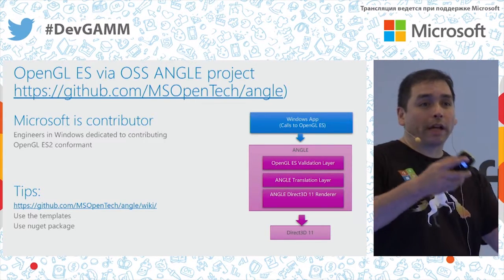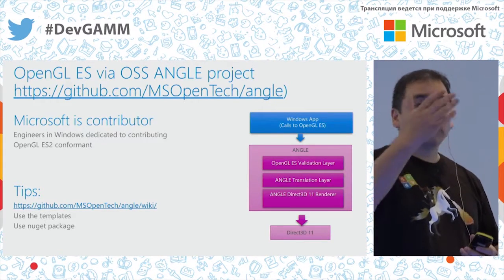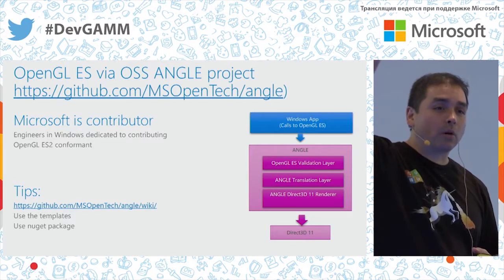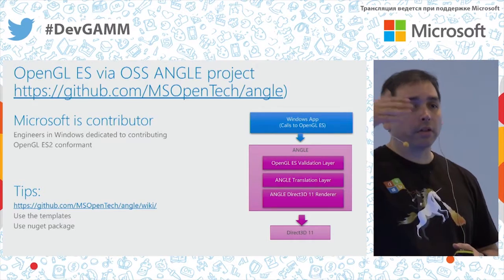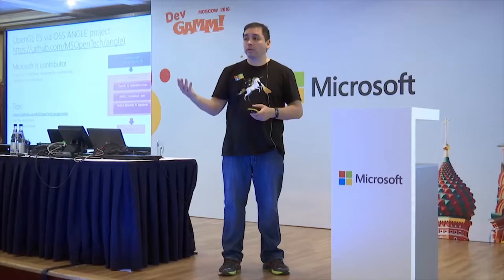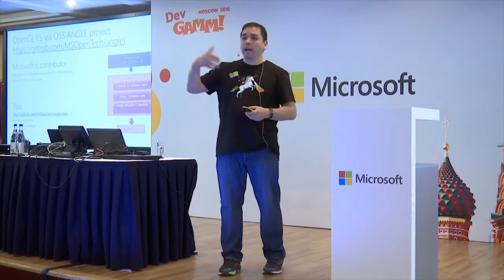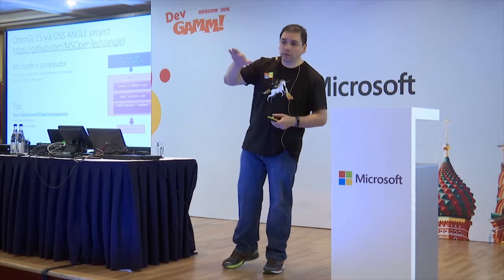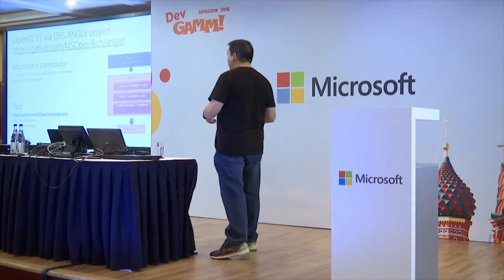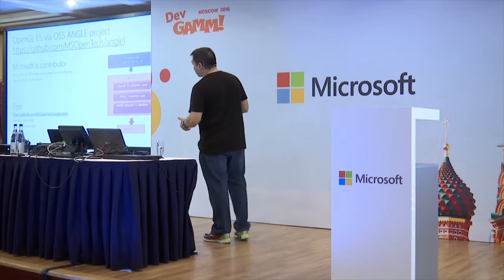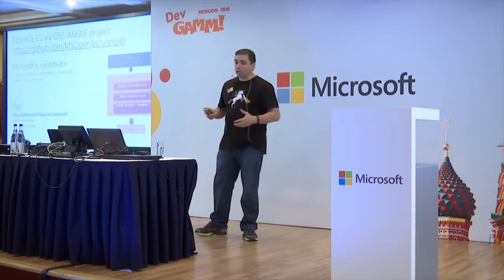So they created a library that takes all OpenGL APIs and maps them onto Direct3D. You're writing code that looks like you're calling OpenGL, but underneath they're translating that onto Direct3D and running it against Direct3D. It's pretty popular on Windows now, and it's open source. So what Microsoft has done is we've become a contributor to it.